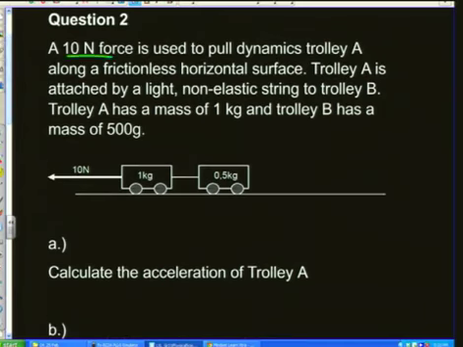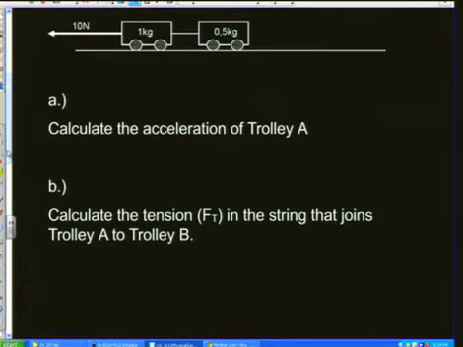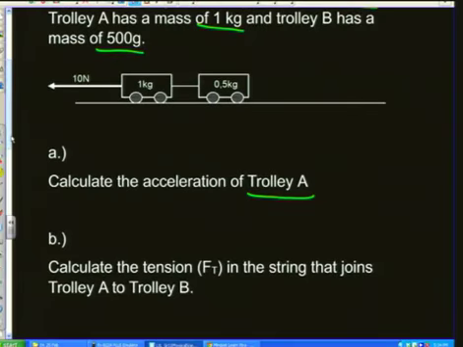A force of 10 newtons is used to pull dynamics trolley A along a frictional horizontal surface. The trolley A is attached by a light, non-elastic string to trolley B. So there we go. Trolley A has a mass of 1 kilogram and trolley B has a mass of 500 grams. The first thing they're going to ask us is to calculate the acceleration of trolley A. So let's just make sure that we've got our detail correct. That's A and that's B. And we want to calculate the acceleration of trolley A.